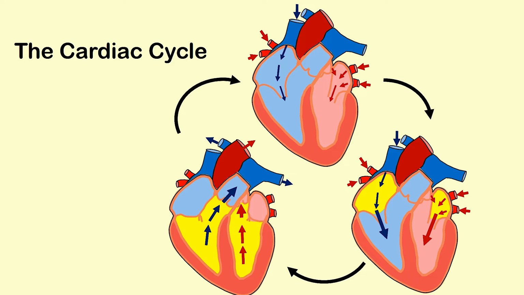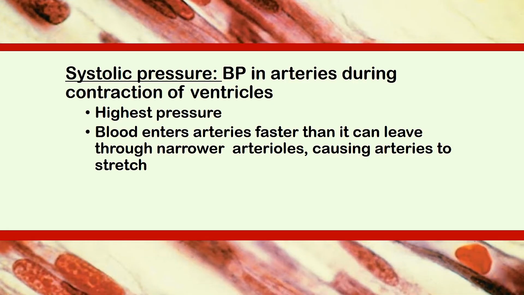We said systole was going to be when the heart is contracting, particularly in this case, when the ventricles are contracting. The systolic blood pressure in the arteries is going to be the pressure during the contraction of the ventricles. It's going to be the highest point of blood pressure during the cardiac cycle. This occurs because the blood being pressed into the arteries by the ventricles is going to be moving into those arteries faster than it can leave through the arterioles. Therefore, there's this backup of blood causing the arteries to stretch a bit.